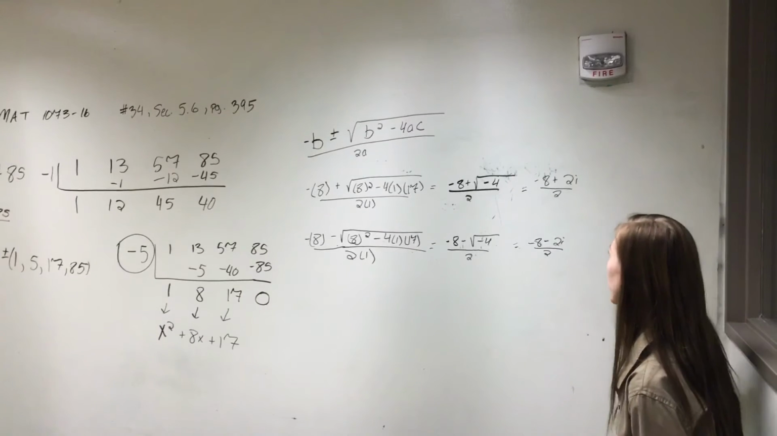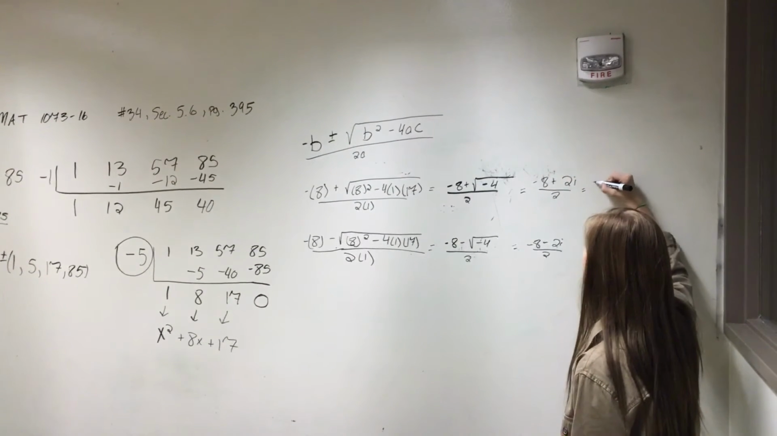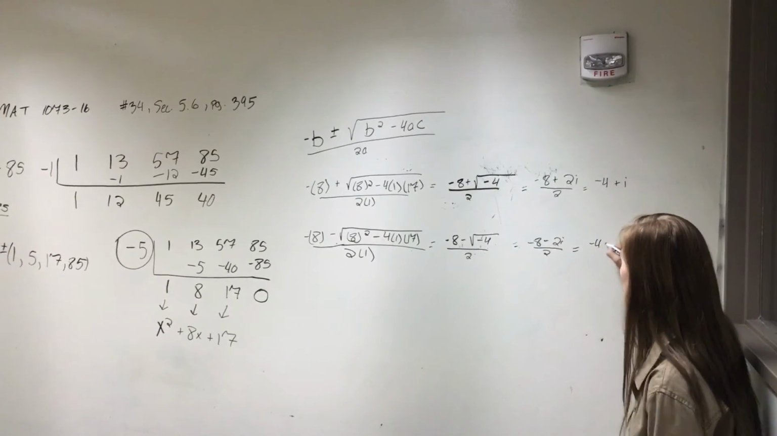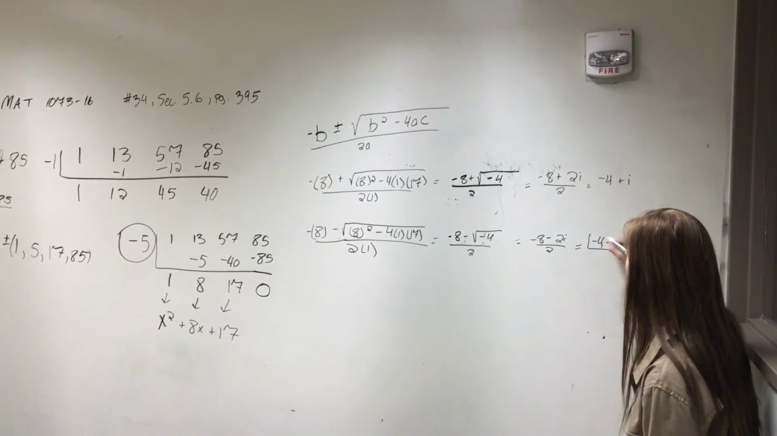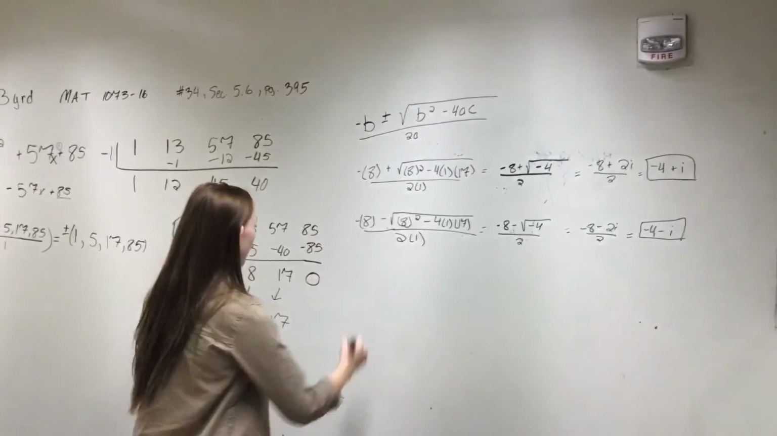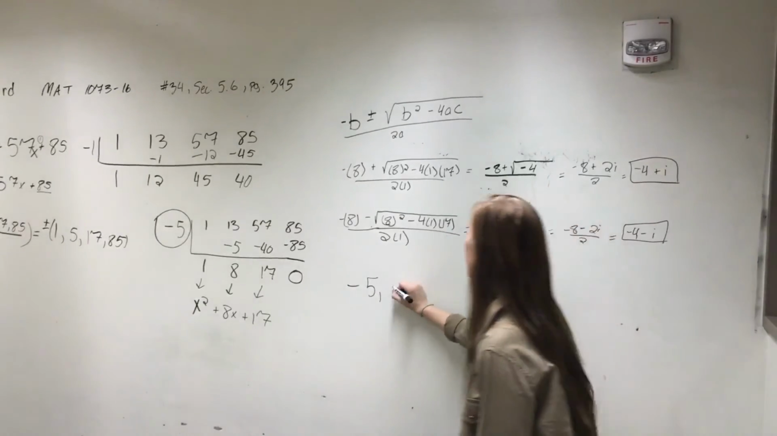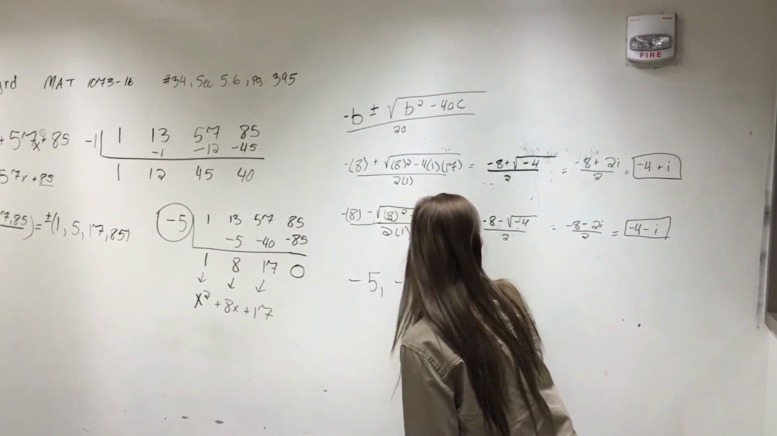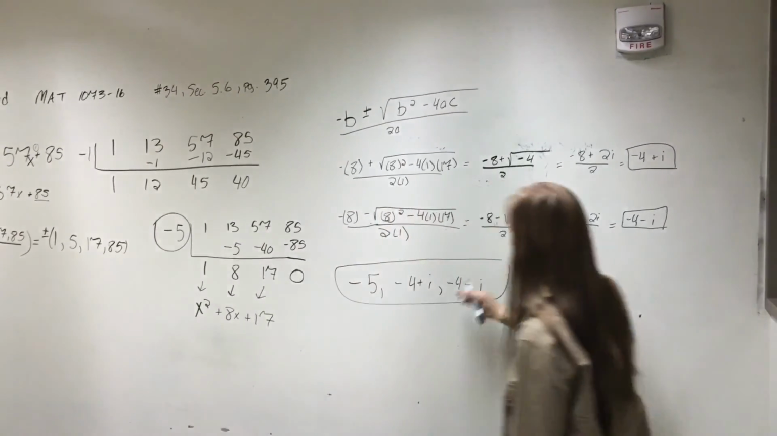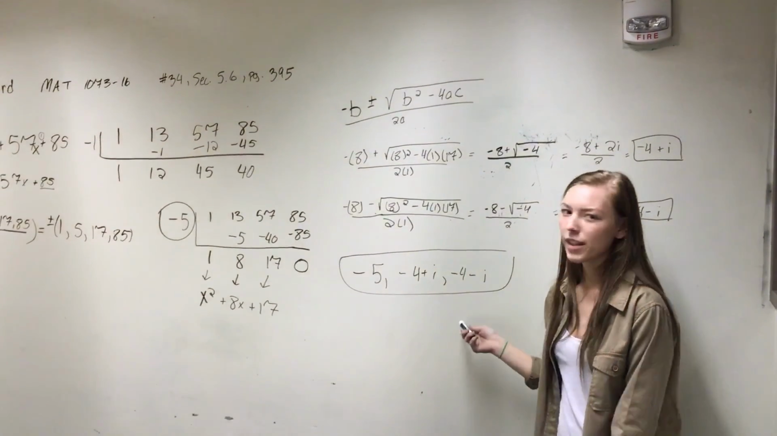To simplify this further, you would just divide each of these by 2. This would therefore be negative 4 plus i. This one would be negative 4 minus i. And then these are the two complex zeros. So your final answer is negative 5 is one real zero, and then you have negative 4 plus i and negative 4 minus i, which are two complex zeros. And since you have it to the power of 3, you can have one real zero and two complex zeros.